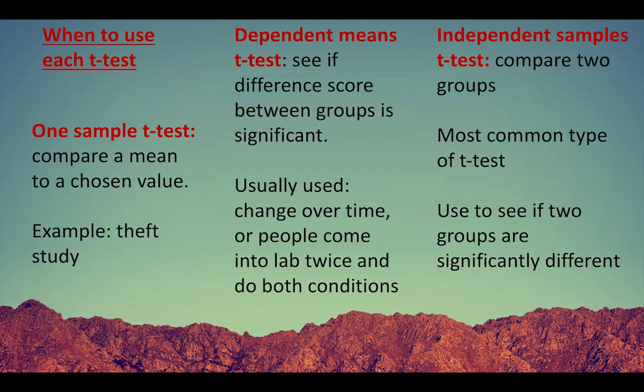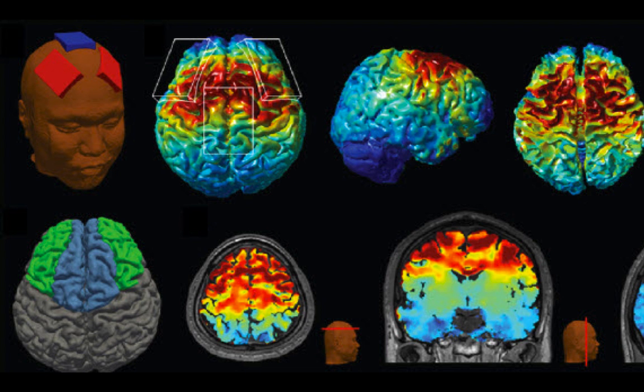If I had had two different groups of people that didn't get both conditions but each just got one condition, I would use an independent samples t-test. This is the most common type of t-test because it's the most common experimental design. You can use it to see if two groups that don't depend on each other are significantly different.